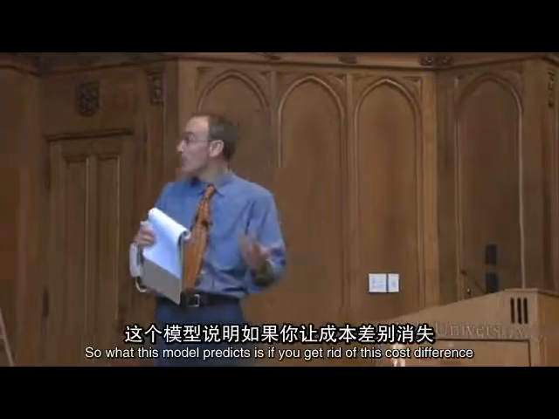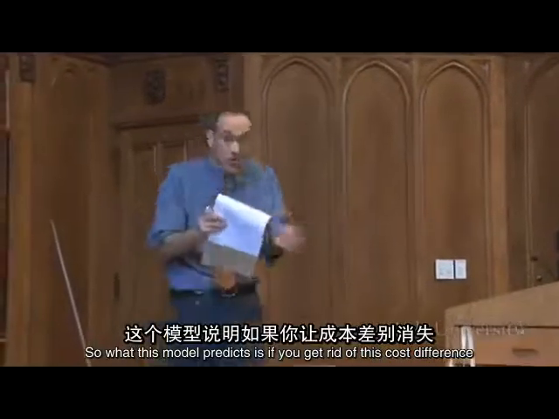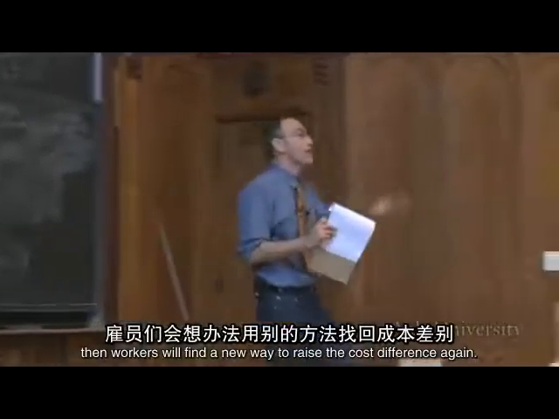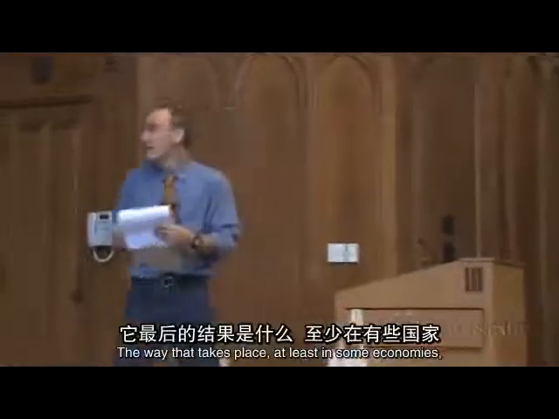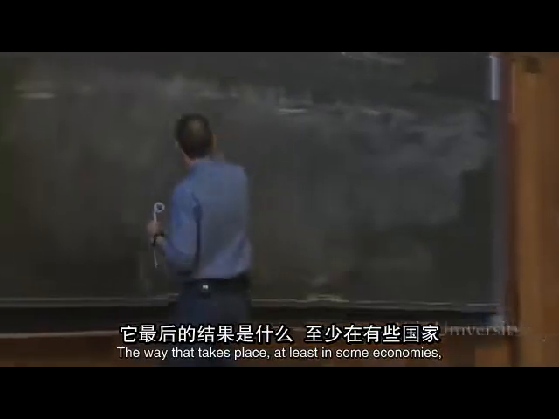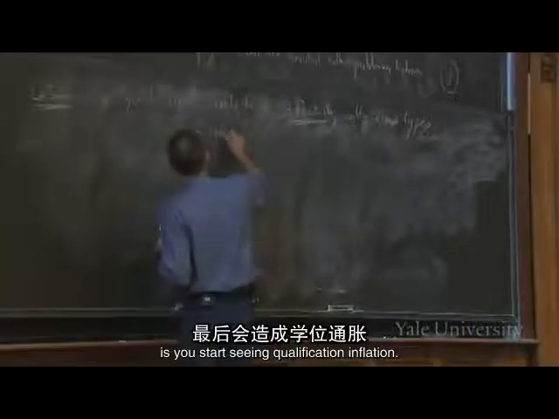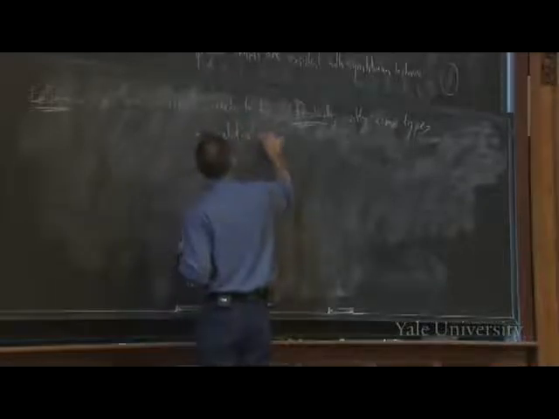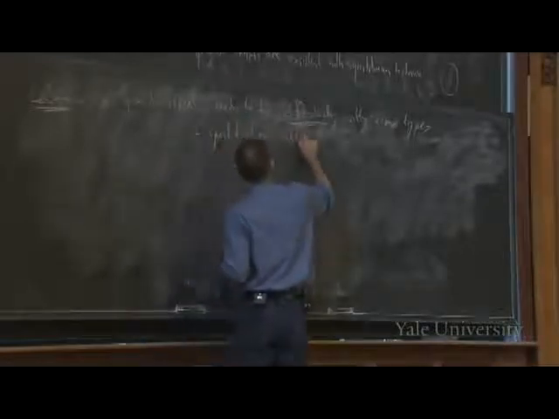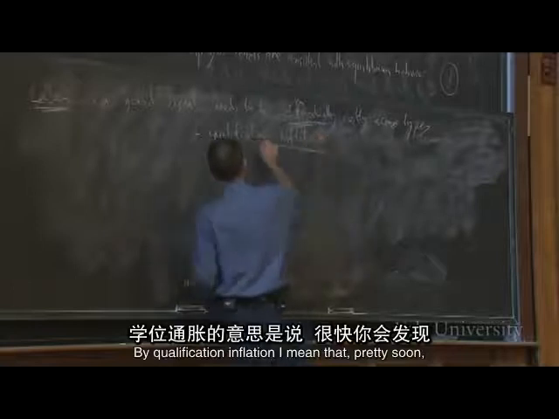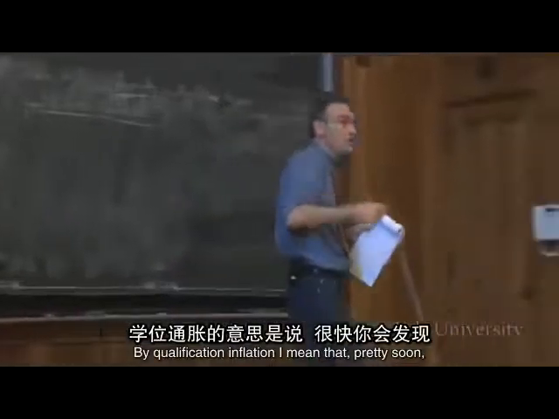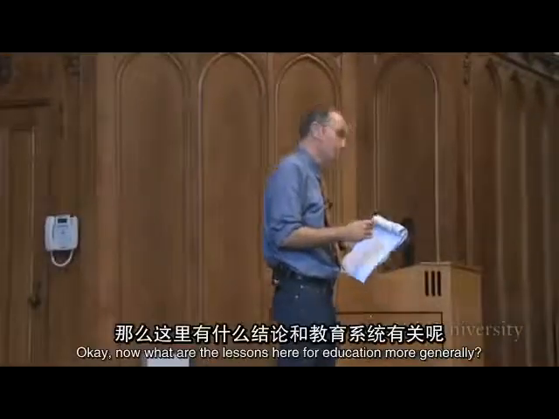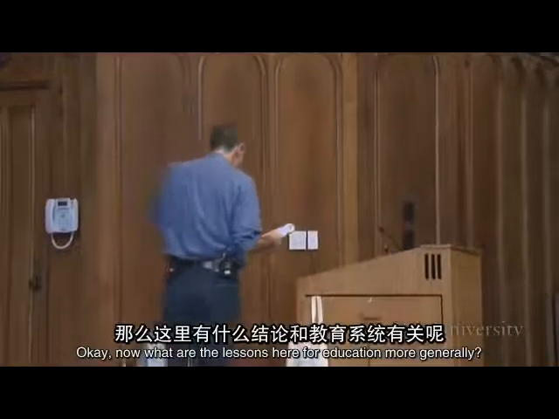All right? So what this model predicts is if you get rid of this cost difference, then workers will find a new way to raise the cost difference again. And the way that takes place, at least in some economies, is you start seeing qualification inflation. And by qualification inflation, I mean that pretty soon, even to drive a dump truck, you need to have a university degree.